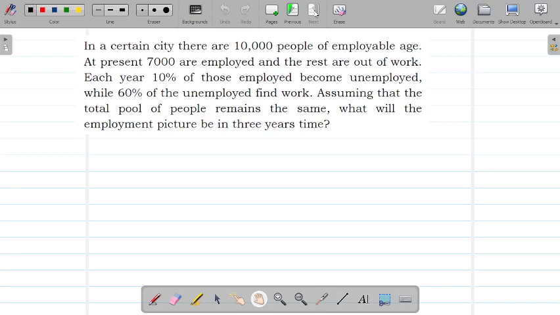In a certain city, there are 10,000 people of employable age. At present, 7,000 are employed and the rest are out of work. Each year, 10% of those employed become unemployed, while 60% of the unemployed find work. Assuming that the total pool of people remains the same, what will be the employment picture in 3 years' time?